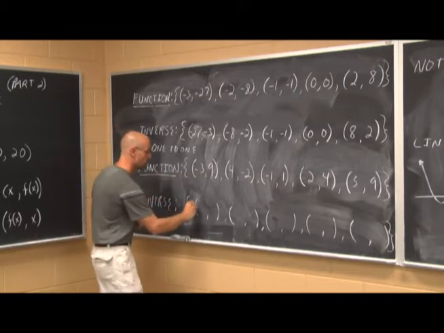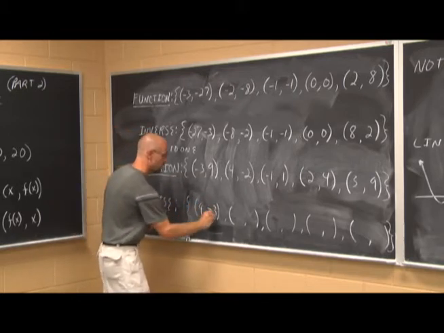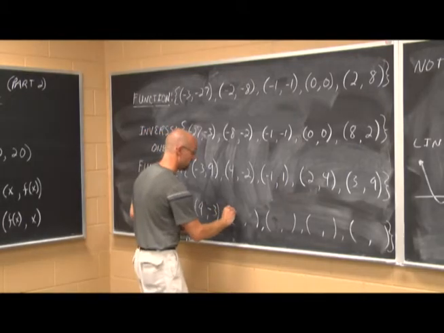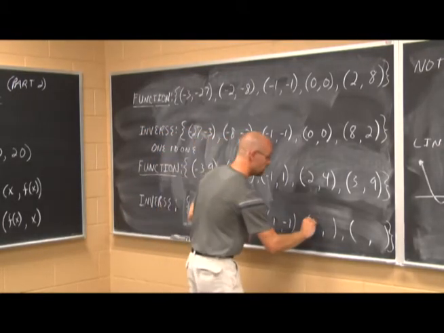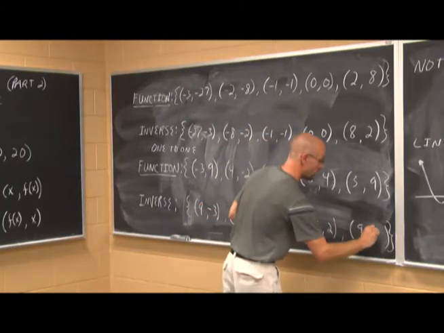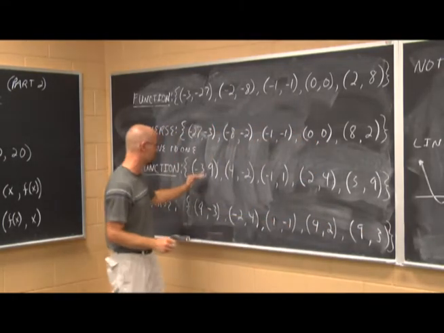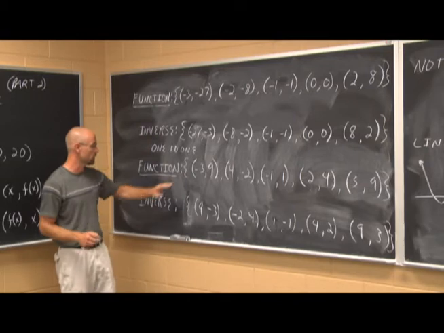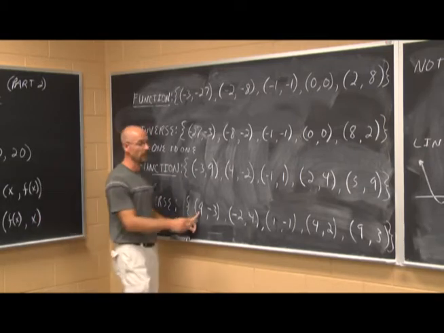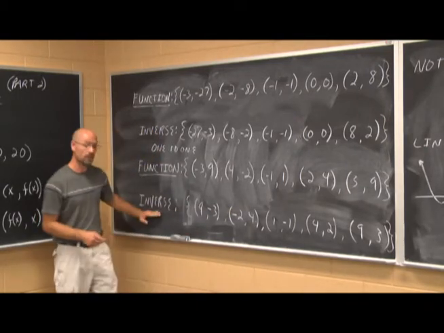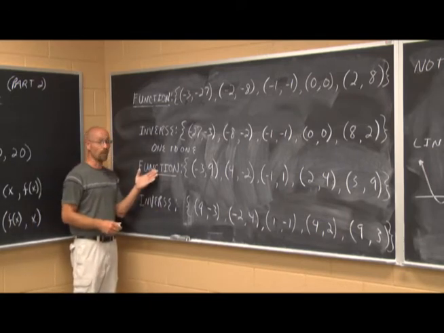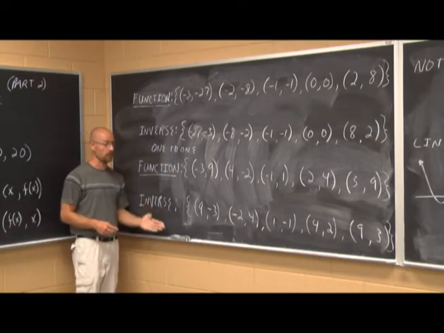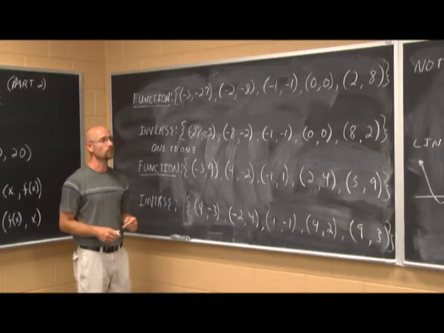That tells me, if we look at its inverse, 9, negative 3, negative 2, 4, 1, negative 1, 4, 2, and 9, 3. If we look at the inverse of this relation, we can see that 9 does repeat. So this is not a function. So this is not one-to-one because its inverse is not a function. We have that repeating x value.